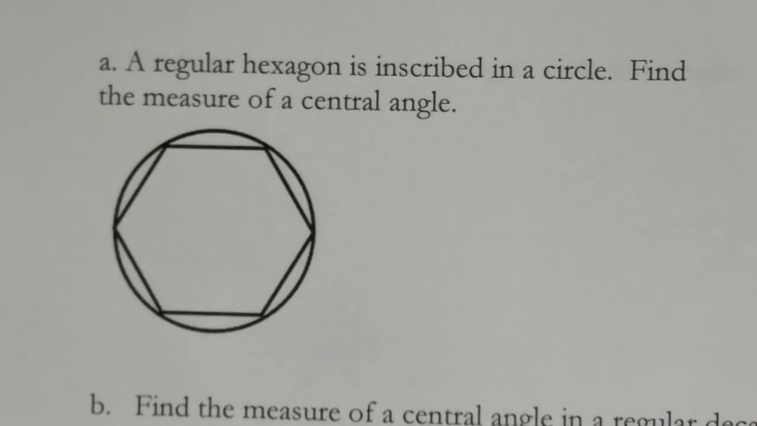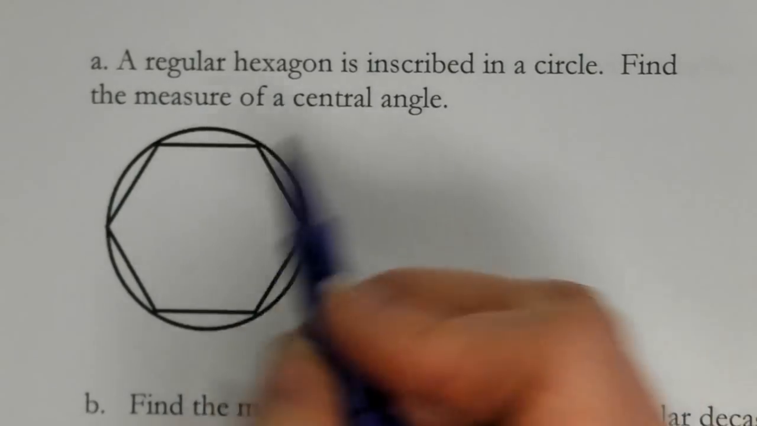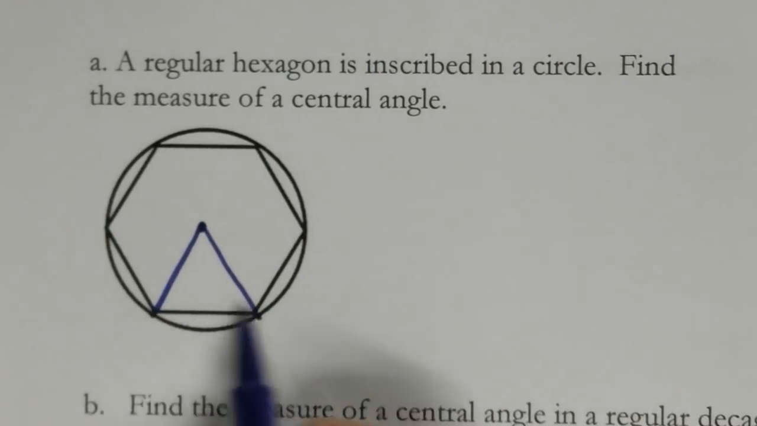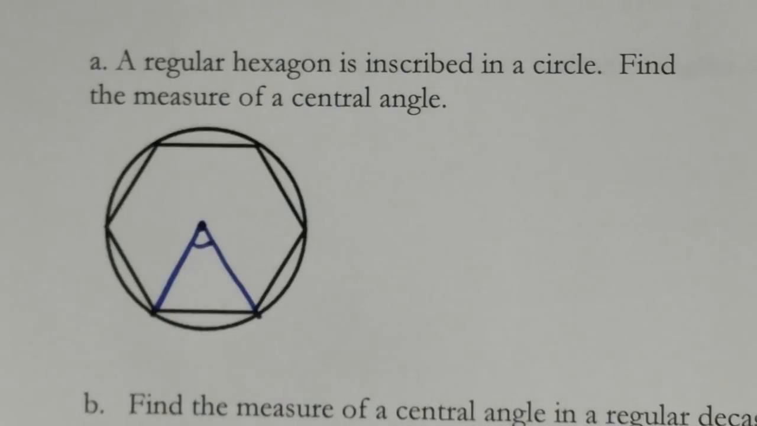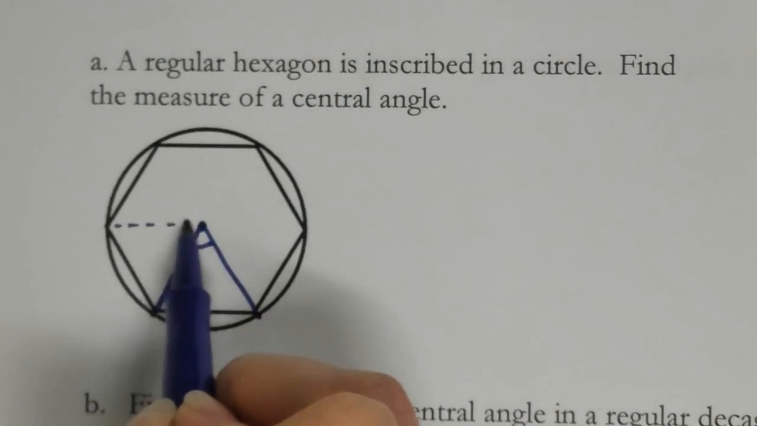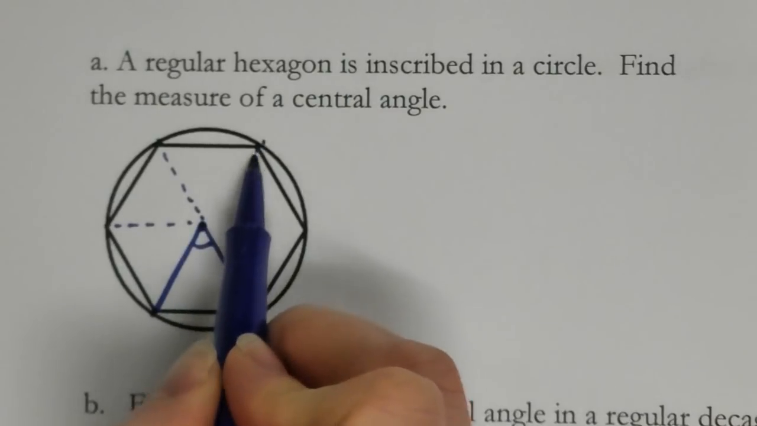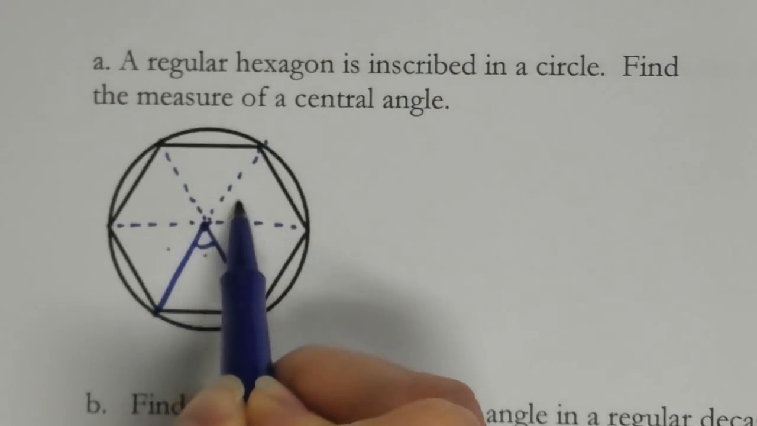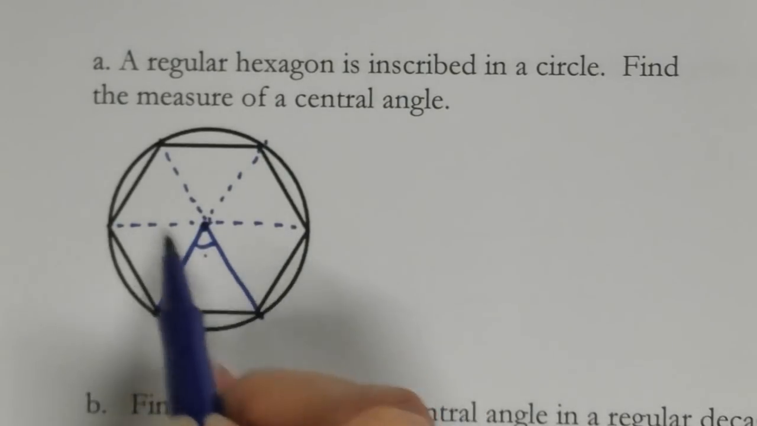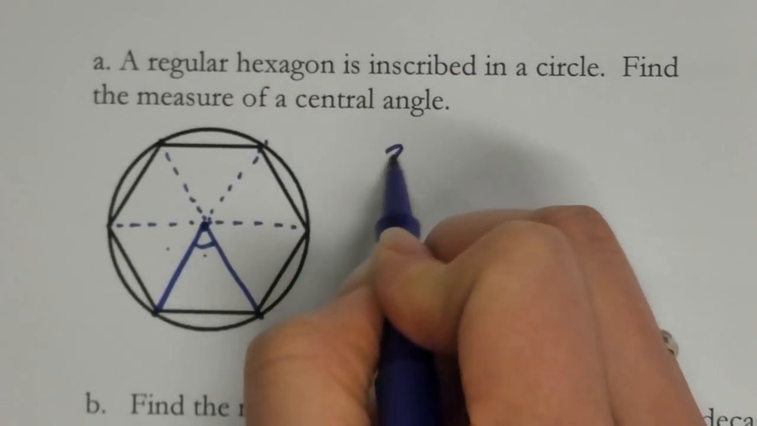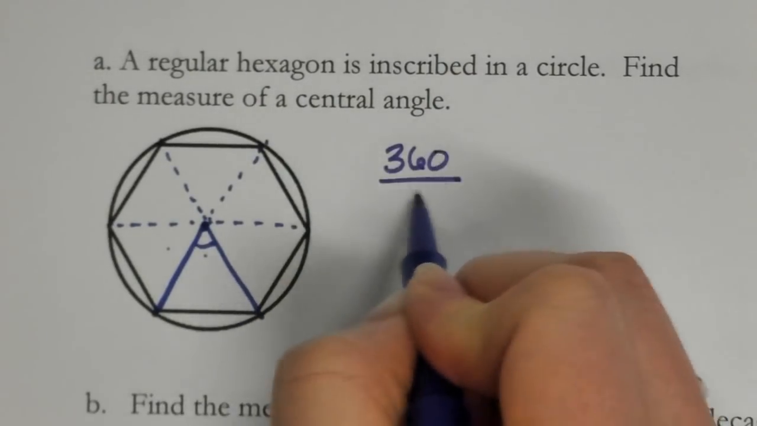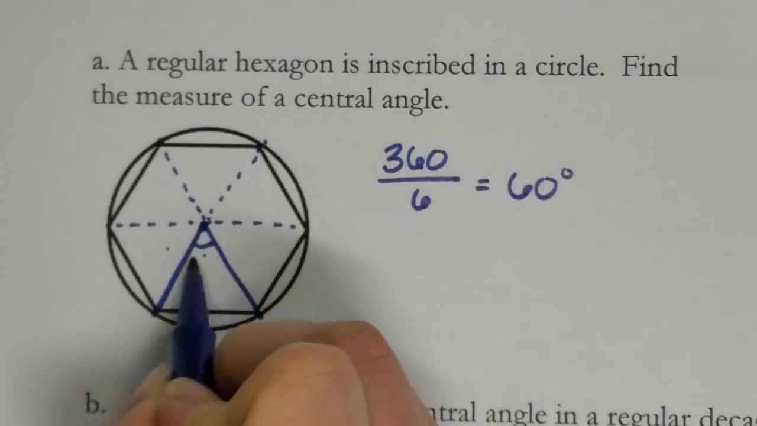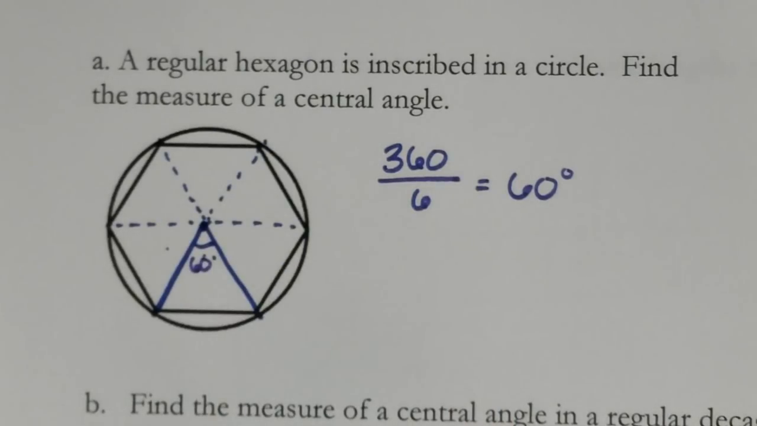A regular hexagon is inscribed in a circle. Find the measure of a central angle. So remember, your central angle goes from here to here. So I need to know how big that is. If I go and draw all of those, how many do I have? 1, 2, 3, 4, 5, 6. All the way around is 360. So you are going to take 360 divided by 6, and I'm going to get 60 degrees. So your central angle is 60 degrees.